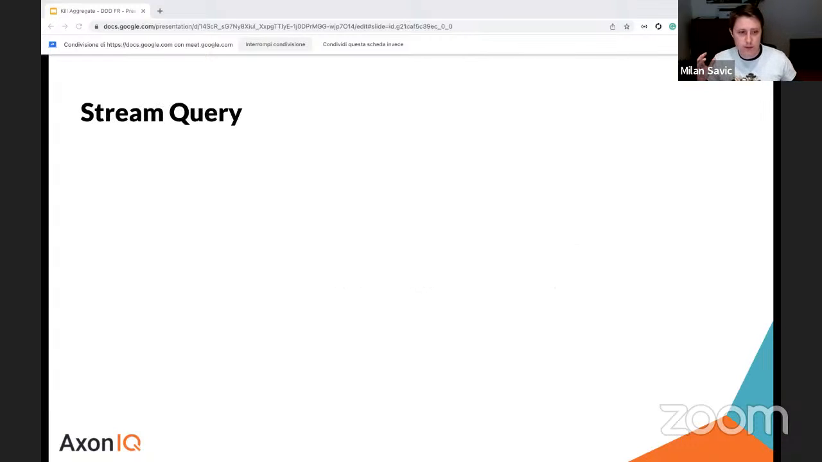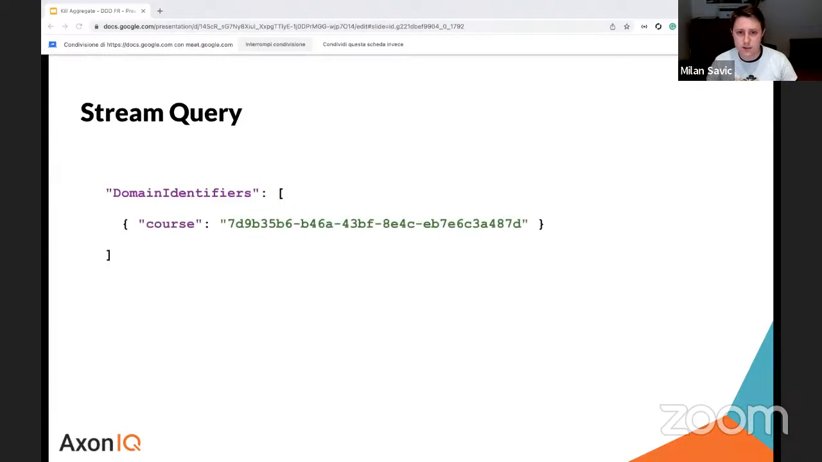What is a stream query? It's something that we need to send to the event store in order to retrieve the necessary events. How are we going to compose it? We need domain identifiers. These are the concepts that we are interested in. In our use case, that's a course. It has a specific ID. So give me all events related to this course.